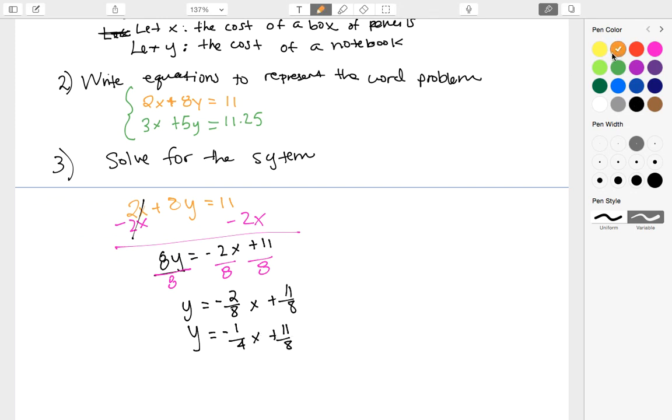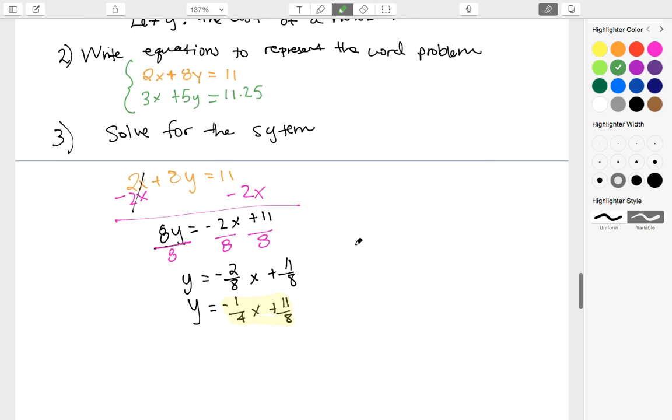Whew, okay, so that's a lot. But all this means is that we just isolated y. And this is the expression that we're going to substitute back into the second equation, which is the green one. So here I'm going to go ahead and write the second equation. So I have 3x plus 5y equals 11.25. And this y is what I'm going to substitute right in here.